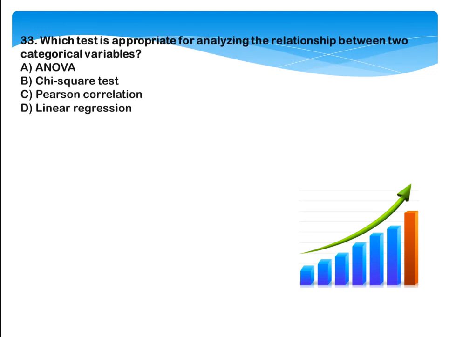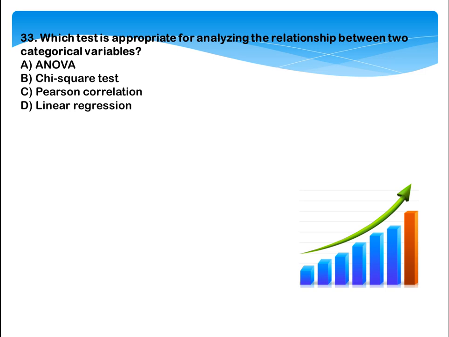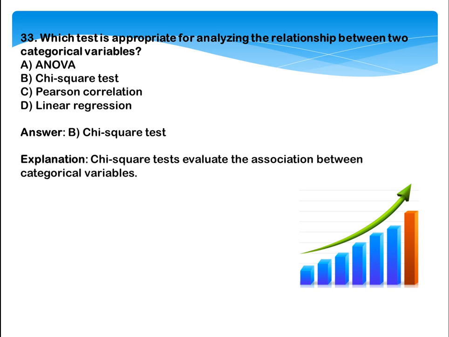33. Which test is appropriate for analyzing the relationship between two categorical variables? A. ANOVA. B. Chi-square test. C. Pearson correlation. D. Linear regression. Answer, B. Chi-square test. Explanation. Chi-square tests evaluate the association between categorical variables.